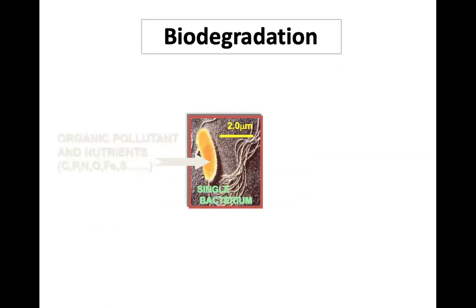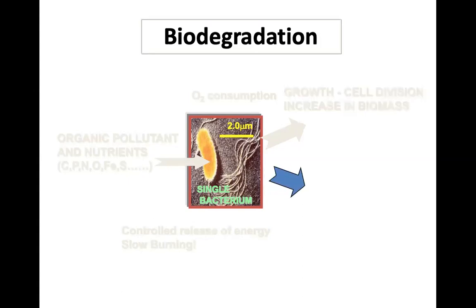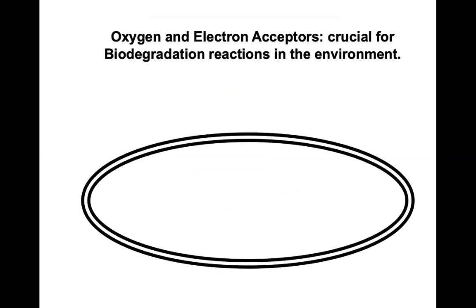So bacteria, for example a single bacterium, consumes oxygen and controls the release of energy, a slow burning, and then growth, cell division takes place, and biomass increases. Carbon dioxide is evolved. So oxygen and electron acceptors are crucial for the biodegradation reaction taking place in the environment. Here you can see the substrate. You must need a substrate. Substrate means, for example, biomass, for example polluted water, which is the substrate. The substrate is the source of energy for the microorganisms, which you use for the biodegradation.